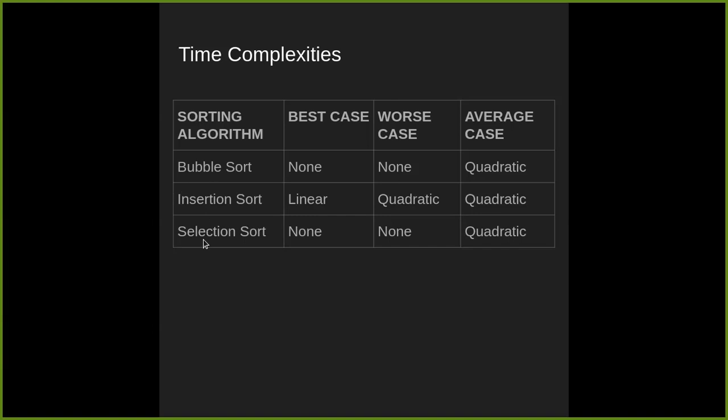Selection sort is pretty much like bubble sort. It has to go through the entire list even if the list is already sorted. So all cases are the average case, and it has a quadratic time complexity.